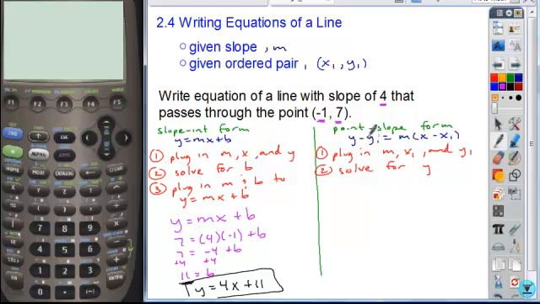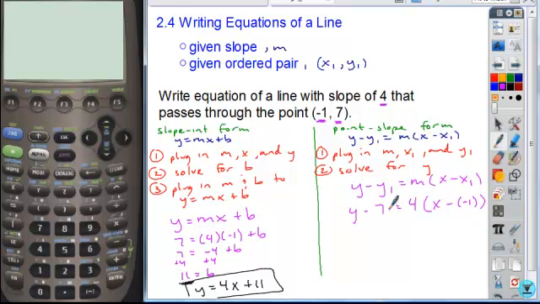Okay, so if we're going to use the point-slope form, we're going to start with our equation: y minus y1 is equal to m times x minus x1. And we're going to substitute in our slope, which is 4, our x1 value, which is -1, and our y1 value, which is 7.